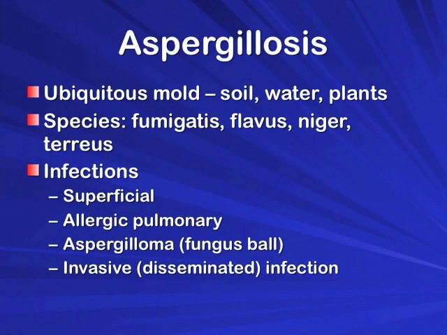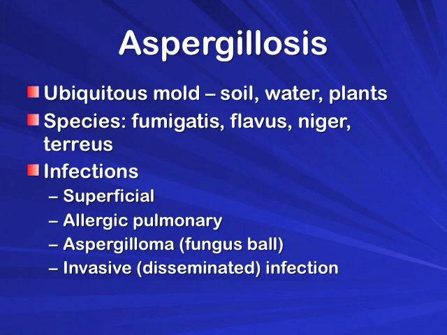Okay, moving away from the yeast, moving to the molds. Our big enemy here, most common enemy is Aspergillus, and this is a ubiquitous mold found in soil, water, and plants. And the most common species include Fumigatus, Flavus, Niger, and Terreus.